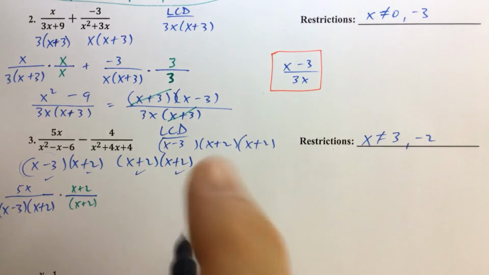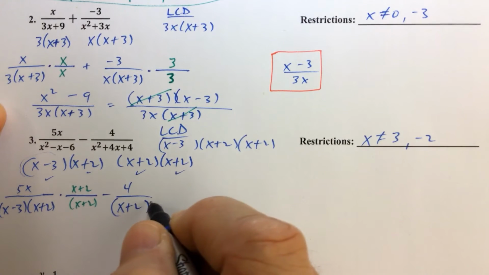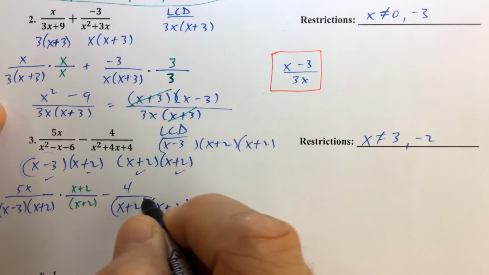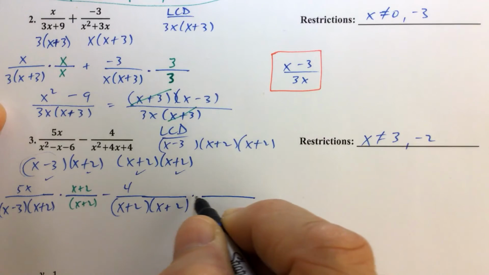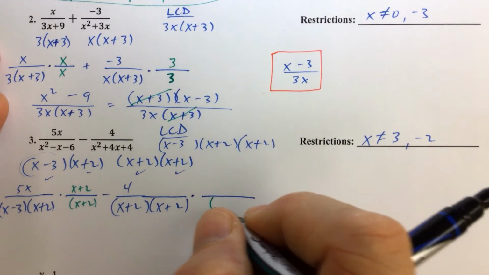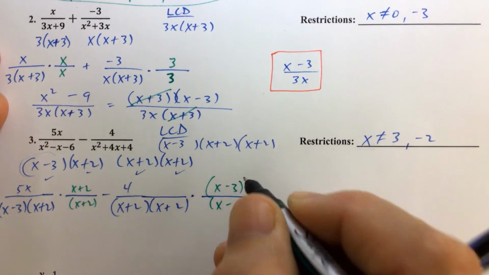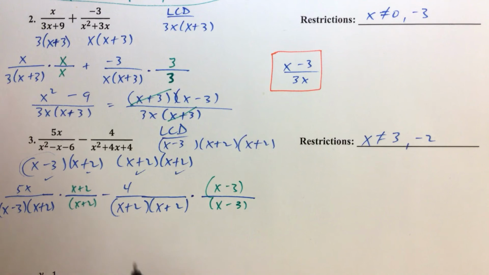All right, and then we have minus 4 times, and this is a lot of work, I understand, but nevertheless, when you show every step, you'll make less mistakes. This second denominator is missing an x minus 3. So we need to multiply both top and bottom by x minus 3.